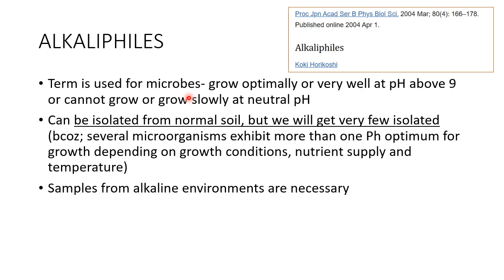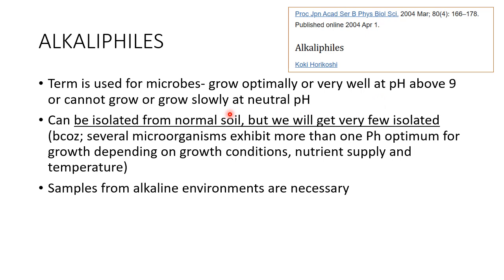Okay, so in general day-to-day practicals, you must have seen that we use media that are at the neutral pH. Okay, and all the bacteria optimally grow near neutral pH, but here we are specifically giving alkaline pH so that we can isolate our desired microbes which grow very well at pH above 9.